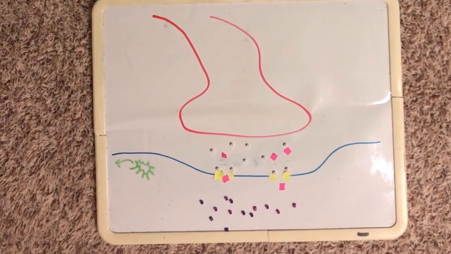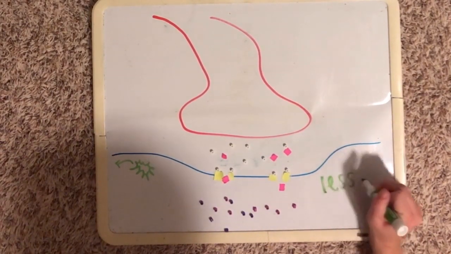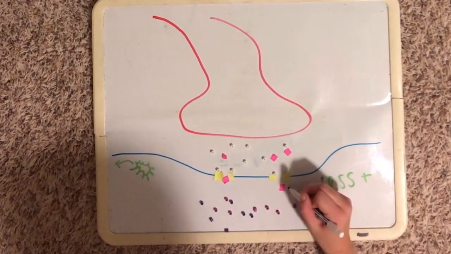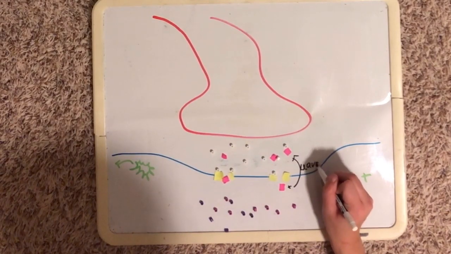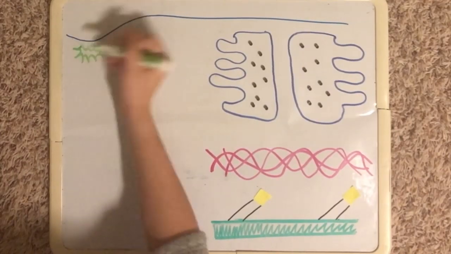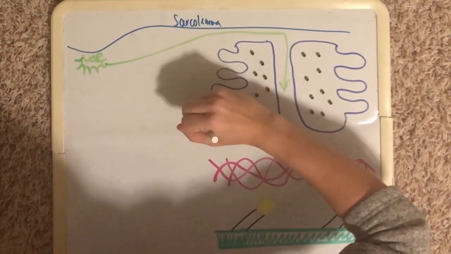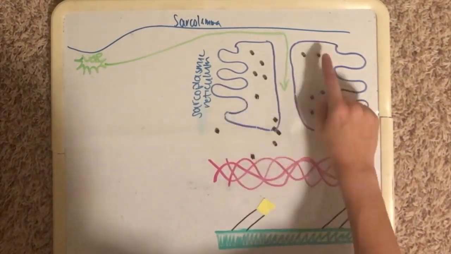So because the Na ions are there, the potassium is going to leave through those receptor glands and end up in the synaptic cleft again. This process is called repolarization, and repolarization leaves the muscle cell less positive than before. That action potential from earlier then travels in the sarcolemma down into the sarcoplasmic reticulum, which looks like an E and has those black calcium in it.